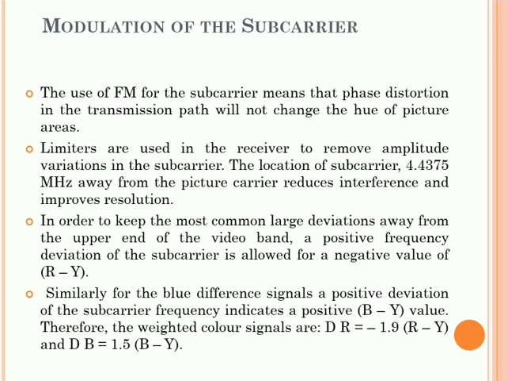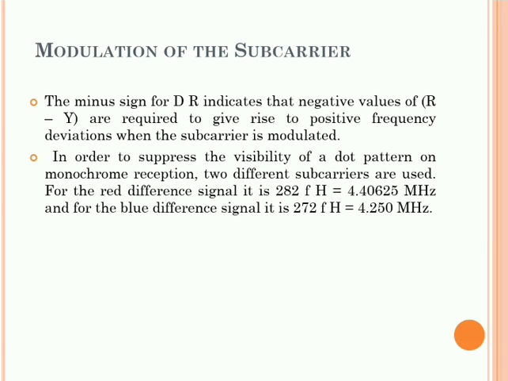We are using limiters here for the purpose of removing the amplitude variations in that particular signal. In order to keep the most common large deviation away from the upper end of the video band, a positive frequency deviation of the subcarrier is allowed for the negative value of R minus Y. Similarly, for the other difference signal, a positive deviation of the subcarrier frequency indicates a positive B minus Y value. Therefore, the weighted color signals are DR, which equals minus 1.9 (R minus Y), and DB, which equals 1.5 (B minus Y). Here, the minus sign for DR indicates that negative values of R minus Y are required to give rise to positive frequency deviation when the subcarrier is modulated.